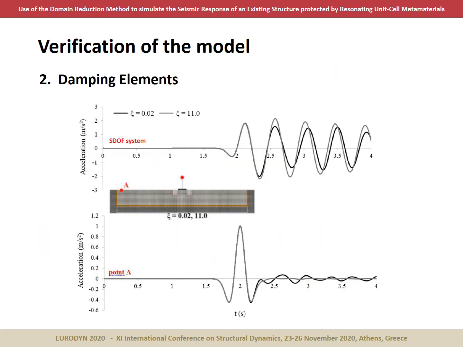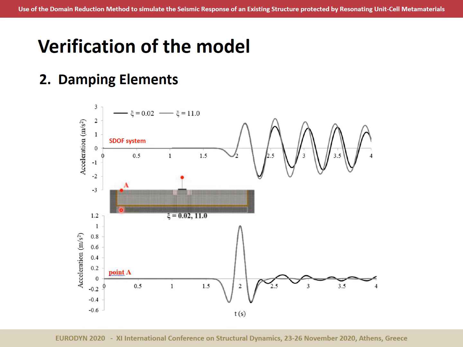So let's continue the verification process and talk a little bit about the damping elements that we are using here at the outer domain of our model, in case we want to damp out any radiated waves that are coming from the oscillation of our system here in the middle. So here we are monitoring two different points, point A and the top of our single degree of freedom system, and we are looking into two different values of damping ratio for this layer at the bottom.